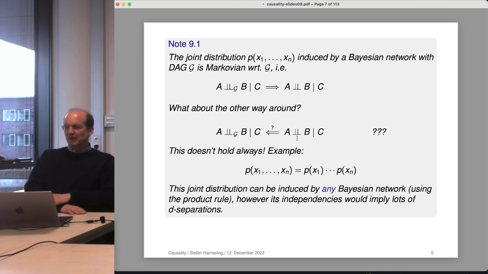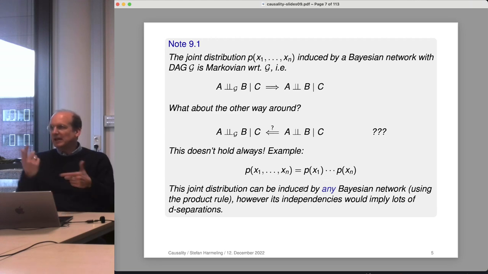Here's a very simple example. Suppose you have a joint distribution where every random variable is independent of any other. So it's just factorizing into the marginal distributions. In this case now, any Bayesian network, with any arrows, no matter how many I put in, my distribution will be Markovian with respect to these networks. So for a network where everyone is independent of everyone else, basically all conditional independencies possible hold. Also x1 and x2 is conditionally independent of x3 given x4, and so on and so forth, since they are conditionally independent anyway. So in principle, the joint distribution is Markovian with respect to any Bayesian network, as can be seen from the product rule.